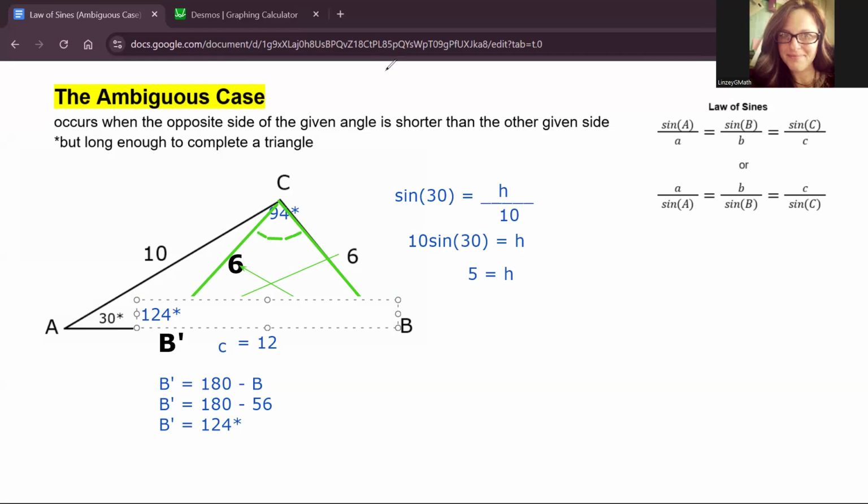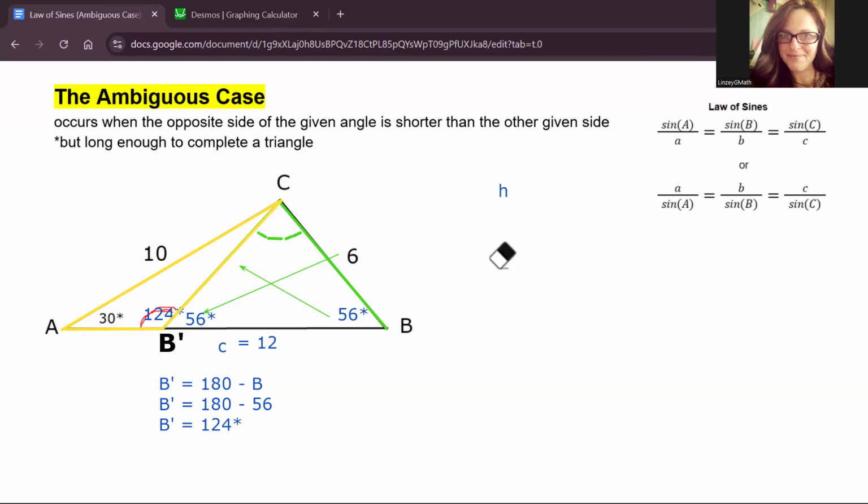So we get this second possible triangle. Let me highlight that for us. This second possible triangle with the given information, if we find our second angle B prime, is the obtuse angle. And then we'll get rid of this and we'll solve for our second triangle. There we go. And let me draw this second triangle out for you so that you can see that.